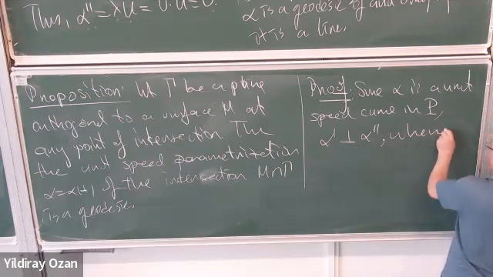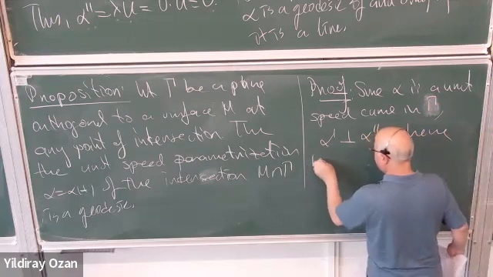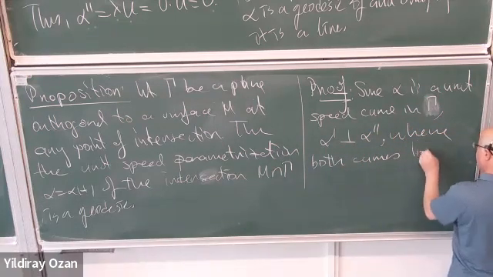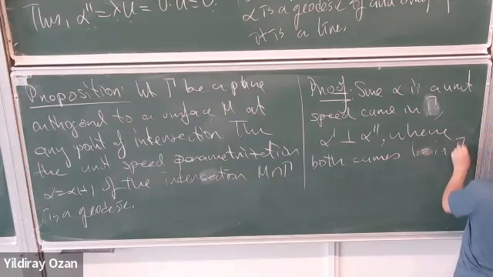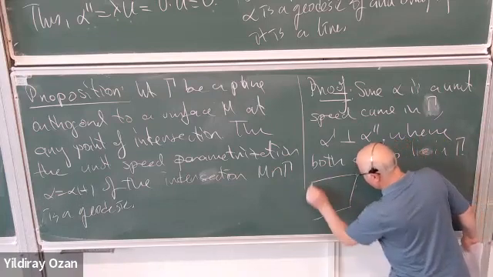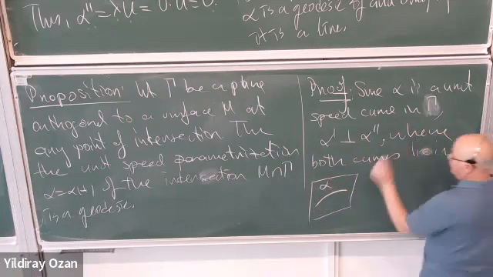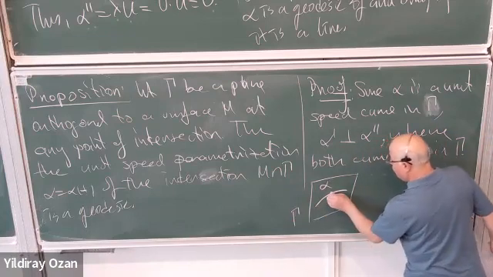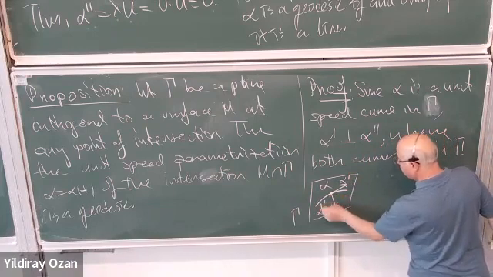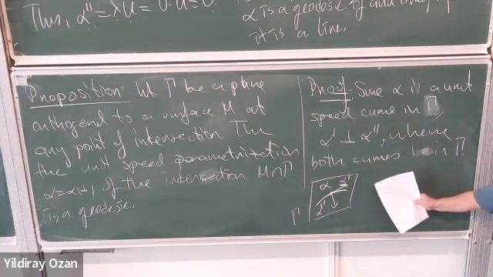Both curves, now this is not P, this is gamma, both curves lie in gamma. So here is my plane gamma, and I have a curve alpha here. The tangent vector of this curve is here, and the normal vector is here. They both lie in gamma because the curve lies in gamma.